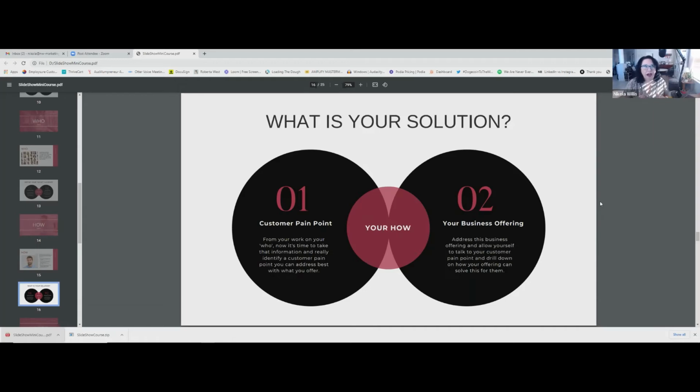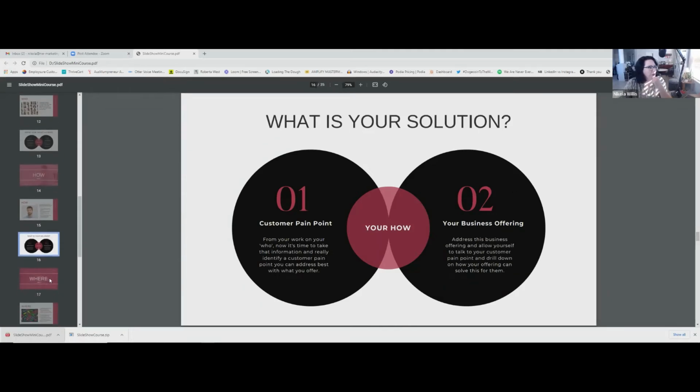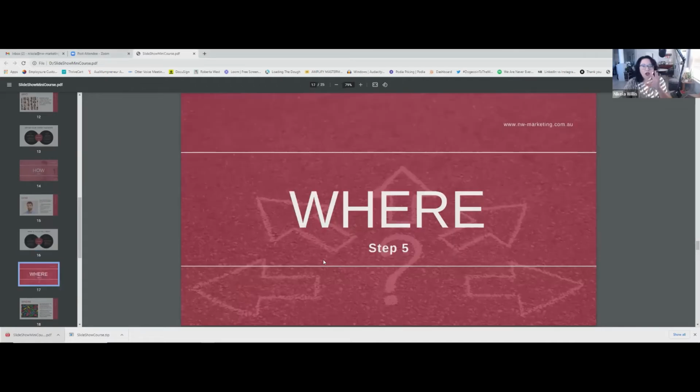People just want to know how it is you're going to solve their problem, and basically what you're going to do for them and how it's going to make them feel. Okay, so you're talking to the emotion. All right, so this is where, once you've done all that work, you're now at the final stage. This is the final step, step 5 of the 5 steps to creating a marketing message that converts. Where you've done the work, let's do it again.